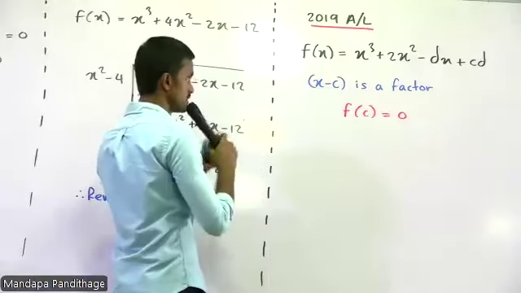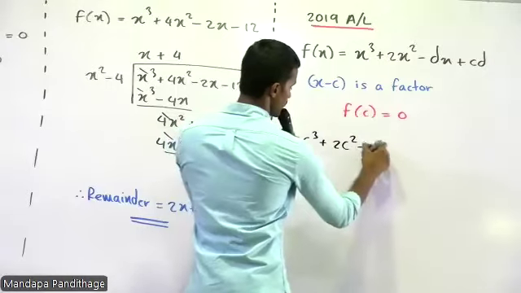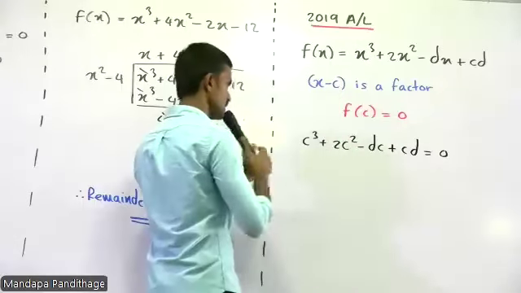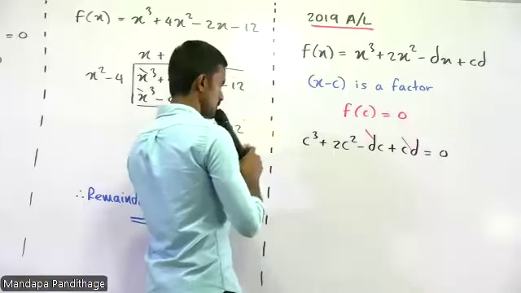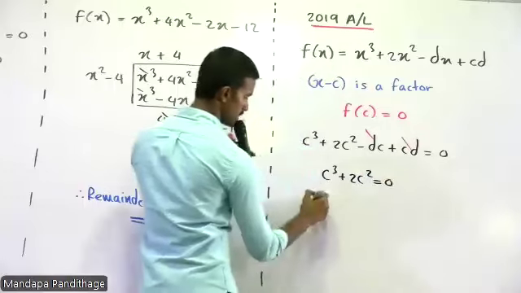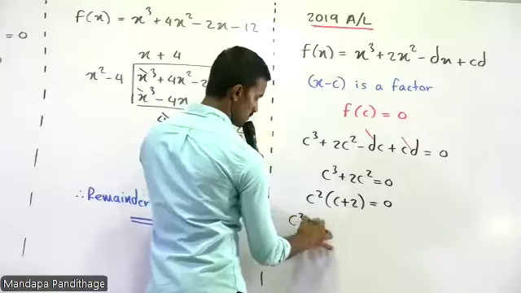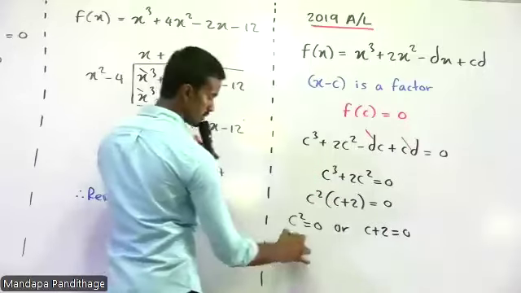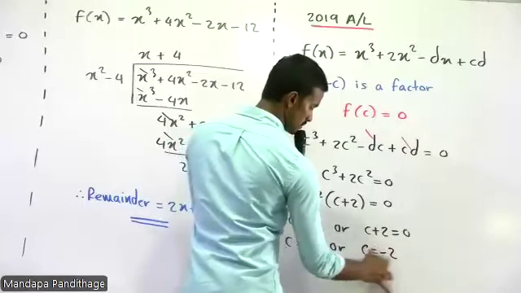So when you consider f(c), it's c cubed plus 2c squared minus dc plus cd is equal to 0. Here you can see easily this minus dc and plus cd cancel off. So then I'm coming with the same one where I got previously. You have to factorize it. c cubed taken out, this is equal to 0. So then c squared is equal to 0 or c plus 2 is equal to 0. Then I got two answers, c is equal to 0 or c is equal to minus 2.